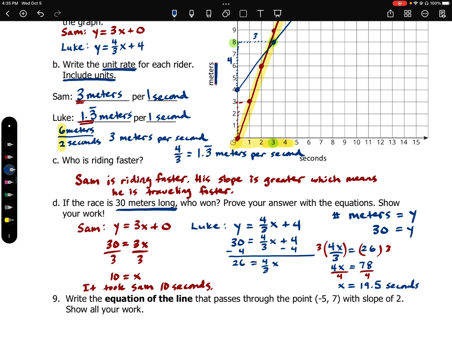So obviously there we just justified that Sam is faster because it only took him 10 seconds.